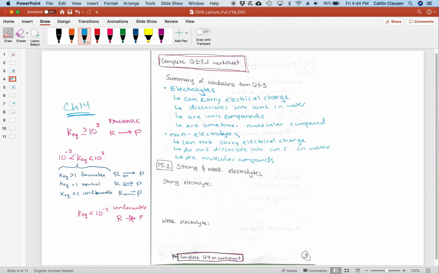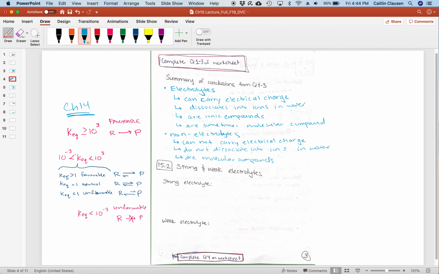What's going to come into play here is from chapter 14, where we discussed equilibrium constants. We stated that if KEQ was greater than or equal to 10 to the third, you have a favorable reaction where all product is formed and no reactant is left over. If you're between 10 to the minus 3 and 10 to the third for KEQ, then you have a range. And that range is as follows.